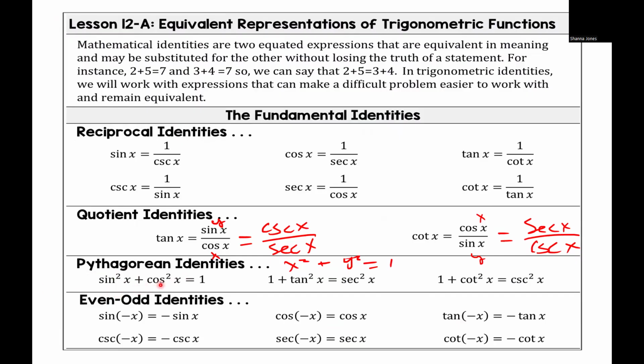Now, how did this become this? It's because they use your quotient and reciprocal identities to create the other two identities, okay? If you have the free time, you can look and see how they built these other ones, but we don't. But this is the foundation that created these, okay? All they did was substitute in values for sine and cosine to create 1 plus tan squared equals secant squared, and 1 plus cotangent squared equals cosecant squared, okay?